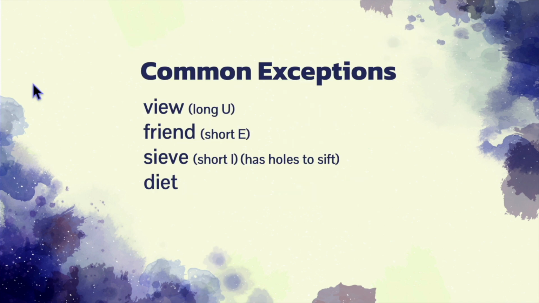Here are some common exceptions where IE has a different sound. And this word is view with a long U sound. Here's the word friend, which has the short E sound. This is sieve with a short I sound. A sieve is something that has holes to sift. For example, if you want to remove rocks from sand. And here we have the word diet with a long I and a short E sound.